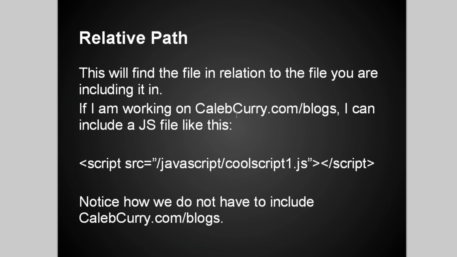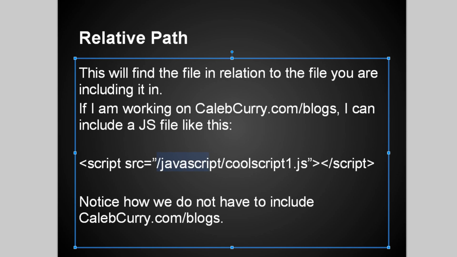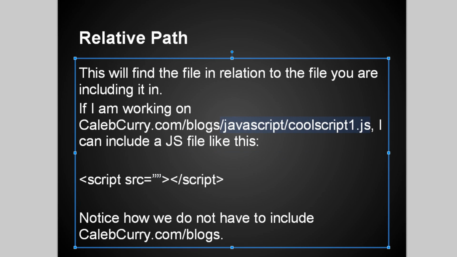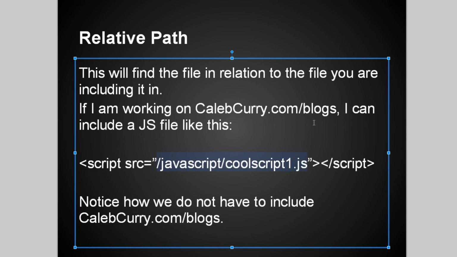There's also relative paths. This will find the file in relation to the file you're including it in. So if I'm working on calebcurry.com/blogs, I can include a JavaScript file relatively by just putting /javascript/coolscript1.js. Basically, HTML is going to know that this is a continuation of right here, and this is how it's going to connect it relatively, but you don't have to type in the entire calebcurry.com and so forth.